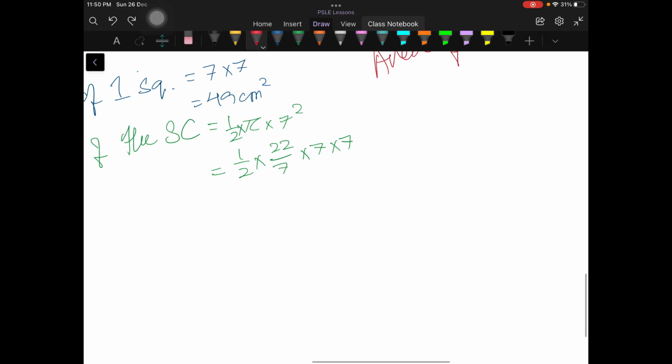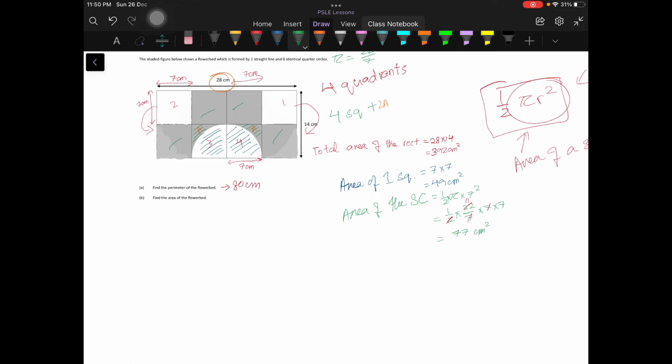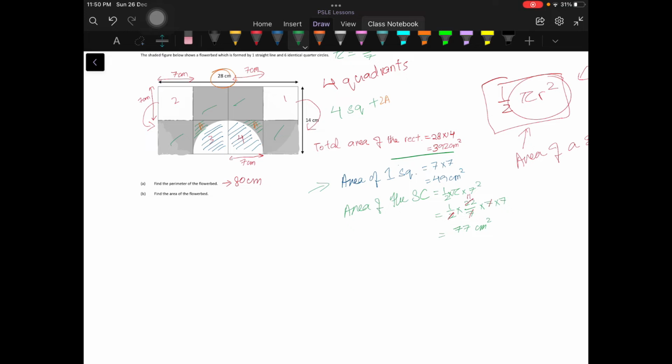Okay, so this 2 cancels out to this 22 to give us 11, and this 7 cancels out to this 7, so we are left with 77 square centimeters. Correct? Yep, this leaves us with 77 square centimeters. So now what we have to do is calculate the area of the whole rectangle minus the area of two squares. Just take note that over here I found the area of 1 square, so we would have to multiply this by 2 to find the area of 2 squares.